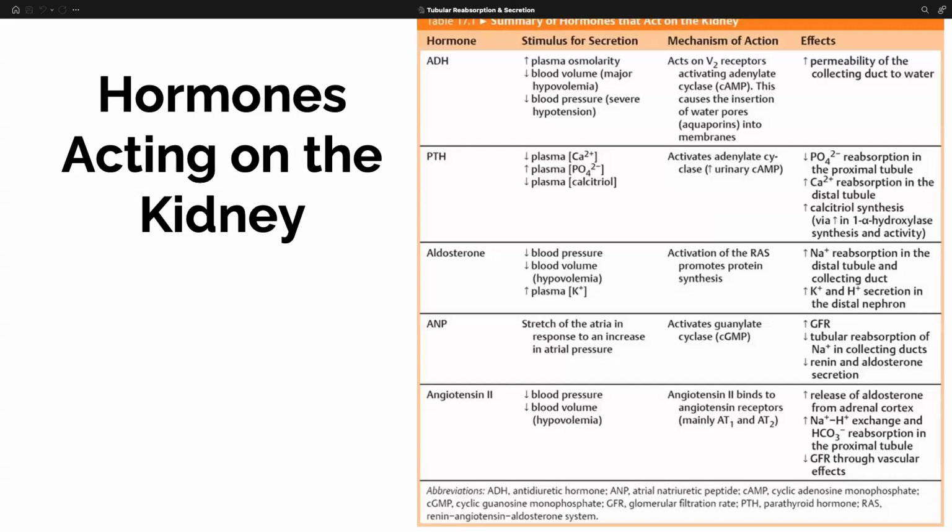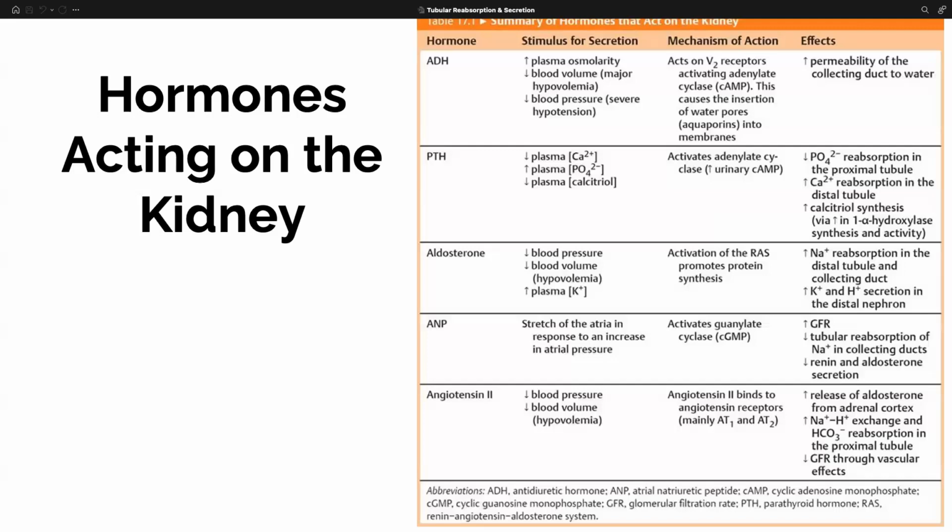ANP is an atrial natriuretic peptide. Natriuresis means to remove sodium ions. So if there's increased blood pressure, the atria will stretch more, and that causes an increase in pressure. What the body does is release ANP. ANP increases your GFR and decreases sodium reabsorption to reduce your blood pressure.